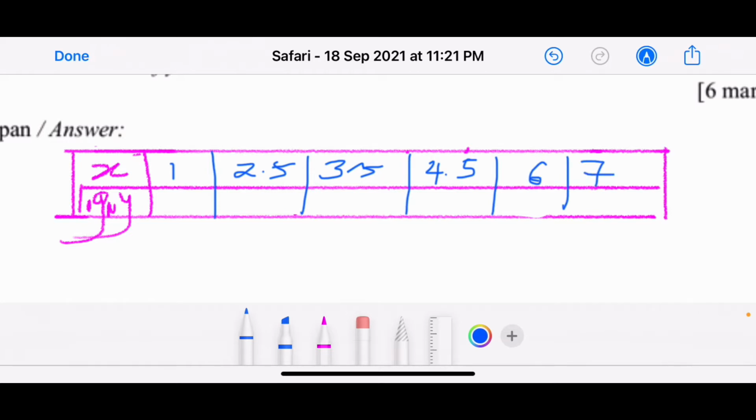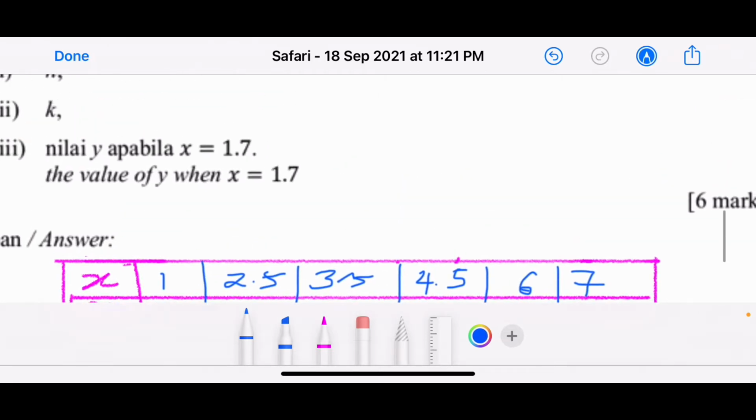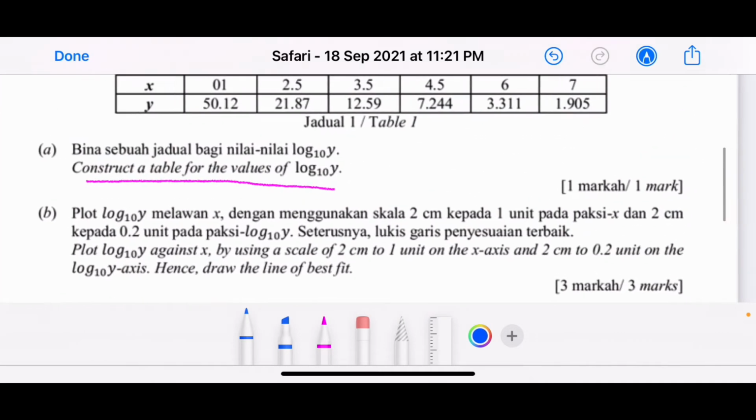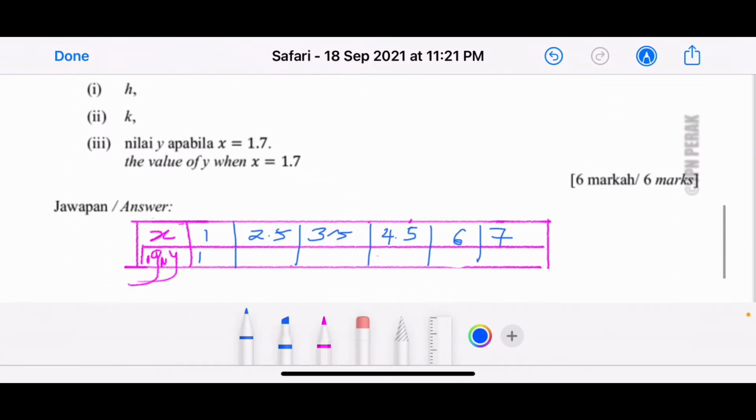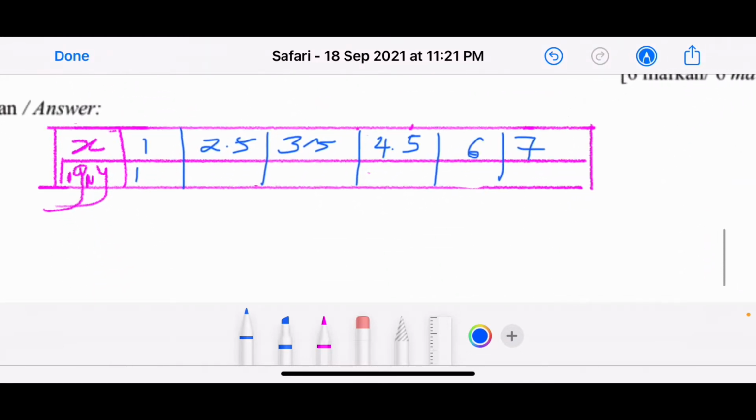And let's press the calculator. The first one is log 10 of 50.12, 21.87, 12.59, 7.244, 3.31, and 1.905. So let's plug into the calculator. I'm going to plug in and write the answer in 2 decimal places.